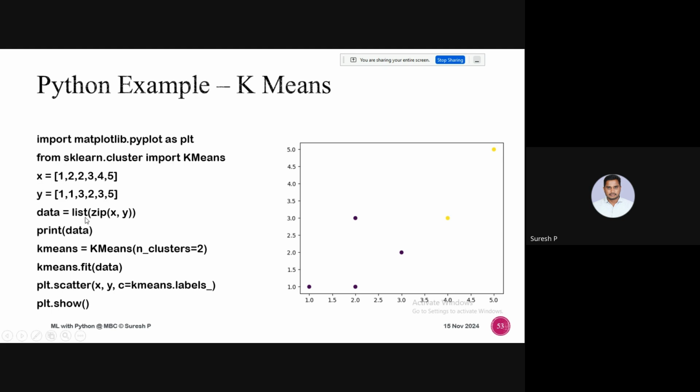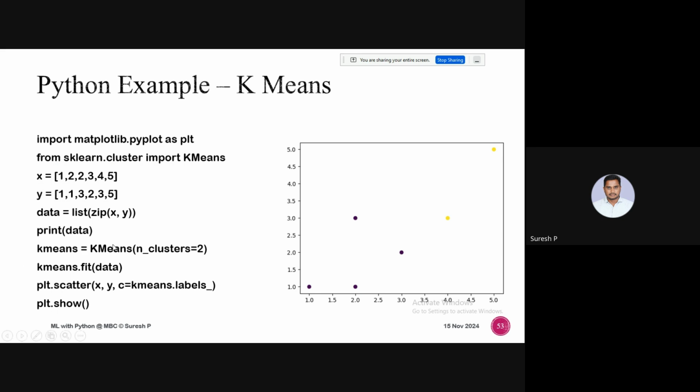Then we are creating a list by combining these two separate lists. We are using the zip function. This will combine the two separate lists into something like a data frame. Then after that, we are printing it.